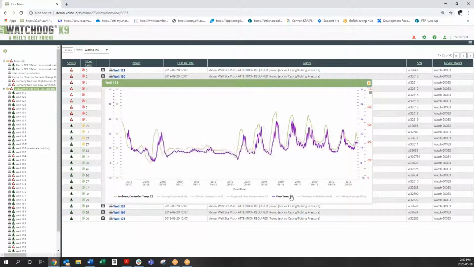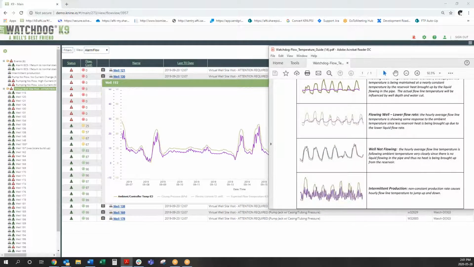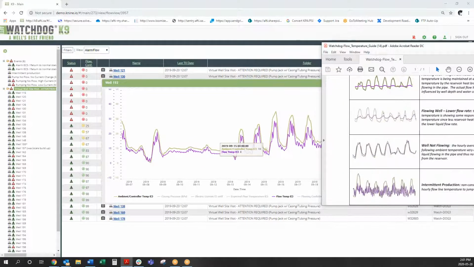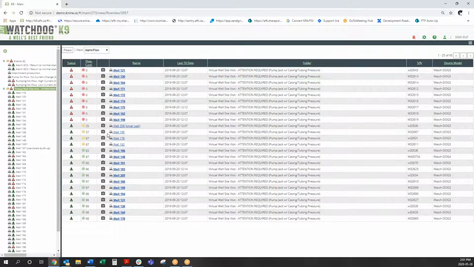So let's see what temperature is doing. Okay, classic pattern. It's tracking ambient quite closely. It's a lower flowing well. Also, we see the sharp up-down pattern. It's producing intermittently. Okay, so that covers these 4 locations. We would suggest the timer well, don't worry about that. It's going to have a lower flowing confidence rating, but arguably these ones may require site visits.